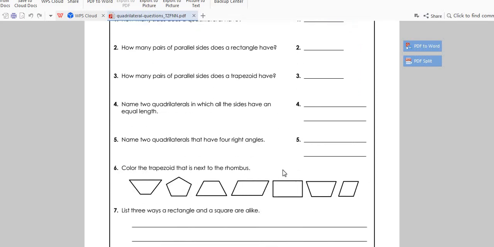The rectangle here has two opposite sides. Each 2 opposite sides here are parallel. When I say 2, I have each 2 opposite sides, so they are 2 pairs, right? 2 pairs. Okay. How many pairs of parallel sides does a trapezoid have?